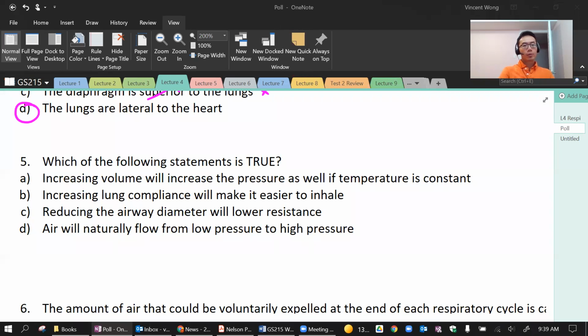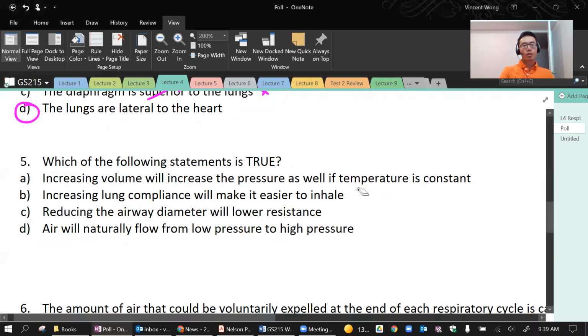Okay, so increasing volume will increase the pressure as well if temperature is constant. It's not true. It's supposed to be the other way around, right? Inverse relationship. If you increase volume, you will decrease pressure. That's not true. Increasing lung compliance will make it easier to inhale.